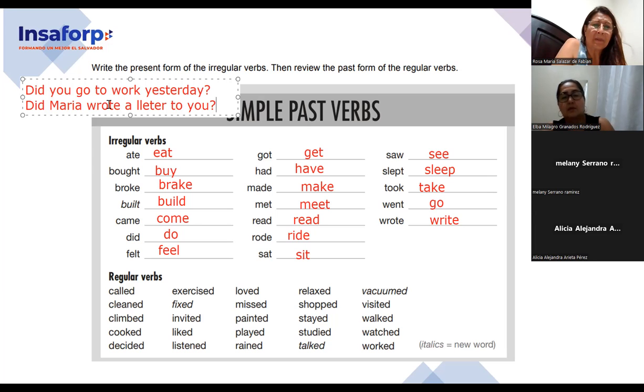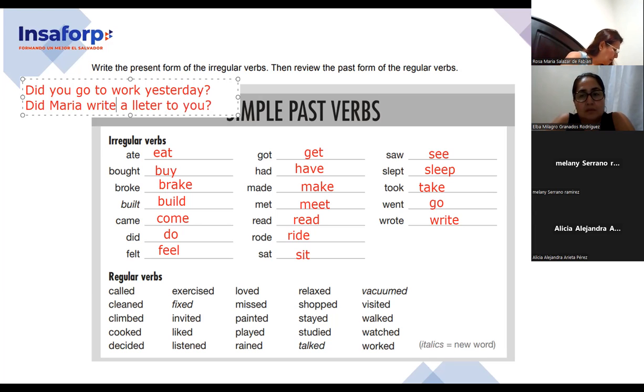Oh my gosh, I'm sorry, there is a mistake here. Okay. Did Maria write a letter? Oh, Jesus, also here, there is a mistake. Did Maria write a letter to you? Okay, so this is the way we make questions with other verbs, with these verbs that we have.